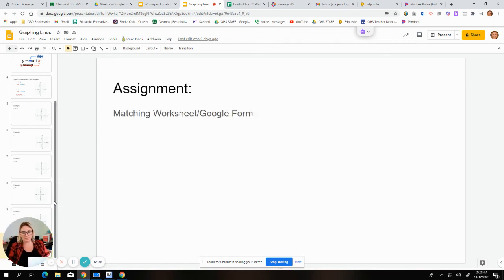So you do have an assignment that is matching. You're going to be matching a graph with an equation, and just trying to get used to what an equation in slope-intercept form is going to look like in a graph.